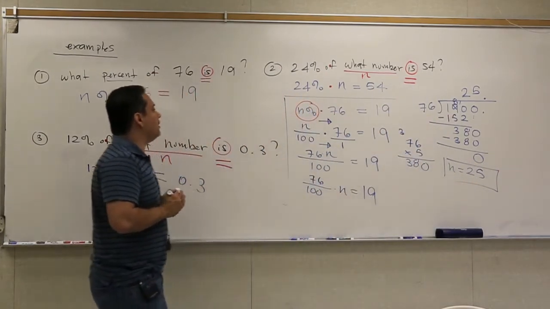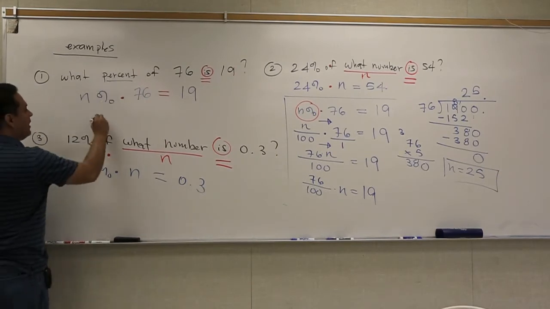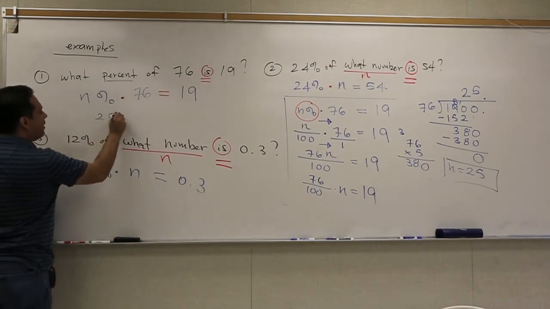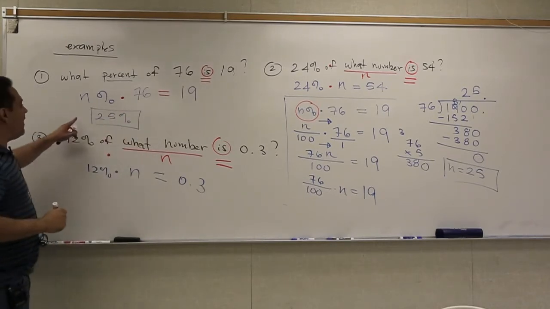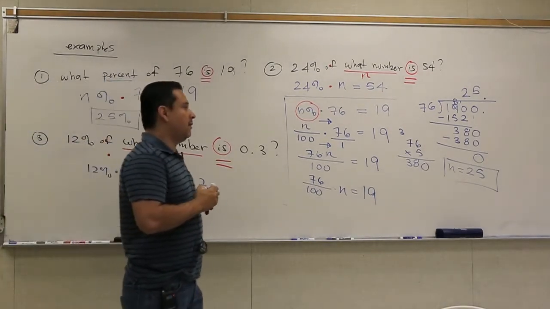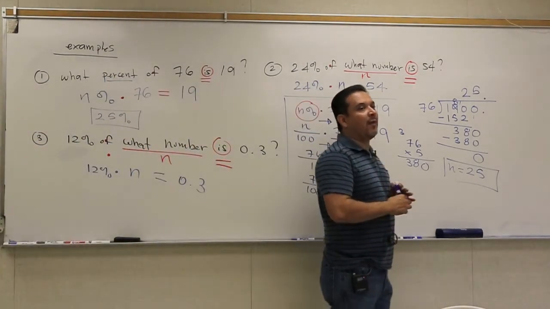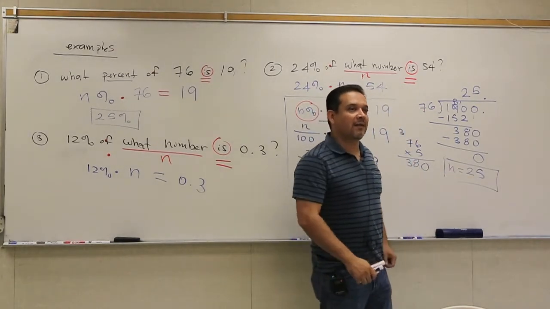What was the question? What percent? In other words, the answer is 25 what? Percent. So 25% of 76 is the value 19. So ladies and gentlemen, cancel that Xbox for this weekend. Get rid of the Xbox.